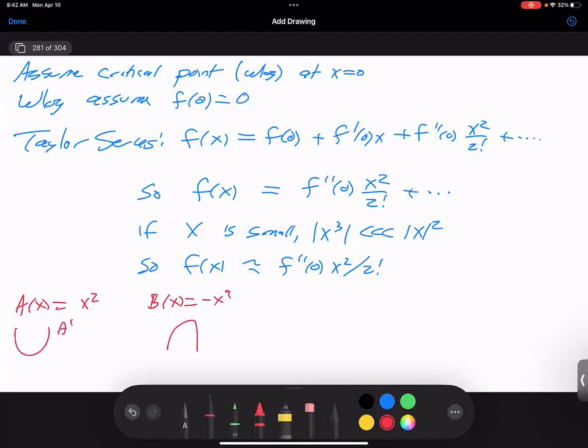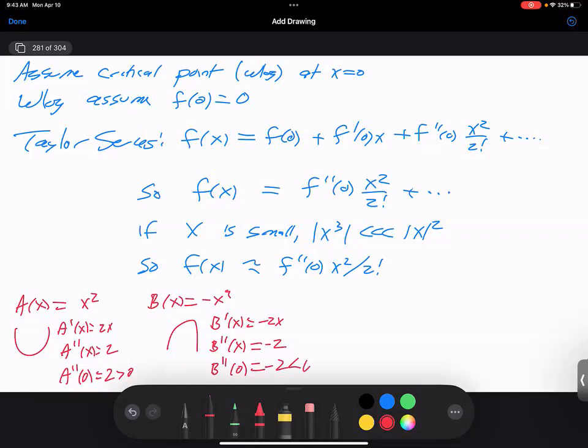So here, a prime of x is 2x, a double prime of x is 2, a double prime of the critical point 0 is 2, is just positive. Here, b prime of x is negative 2x, b double prime of x is negative 2, b double prime of 0 is negative 2, is less than 0.